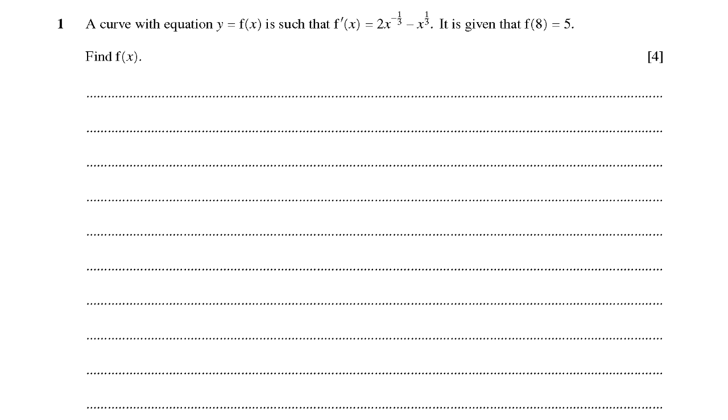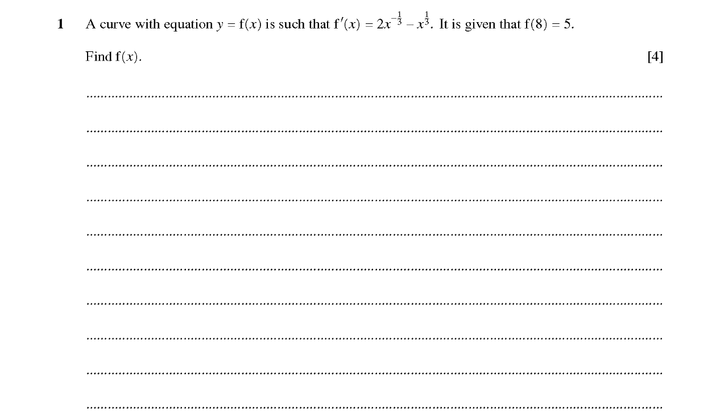A curve with the equation y equals f of x is such that f dash x, which of course means the derivative, is equal to 2x to the minus a third minus x to the 1/3. It is given that f(8) equals 5. That means when x is 8, y is 5. Find f of x.